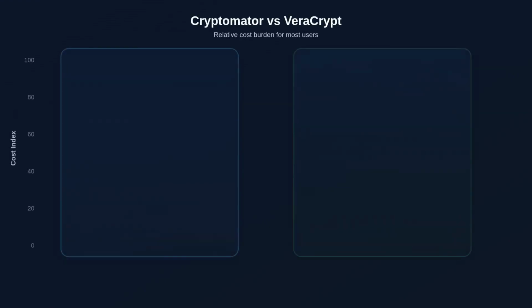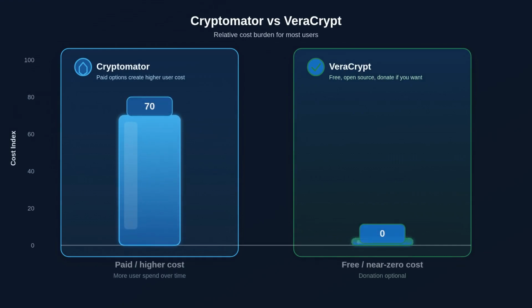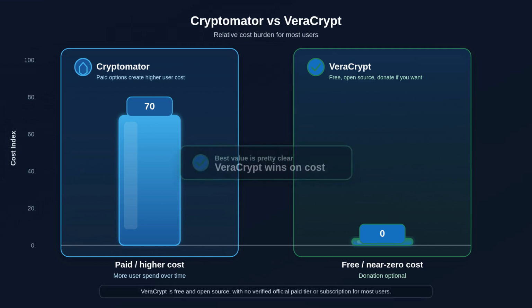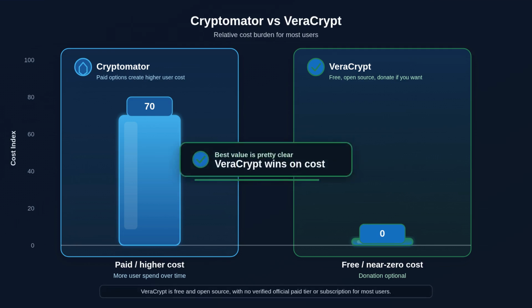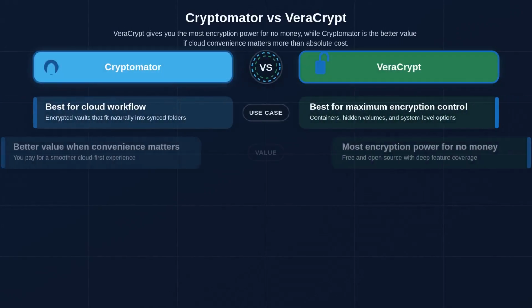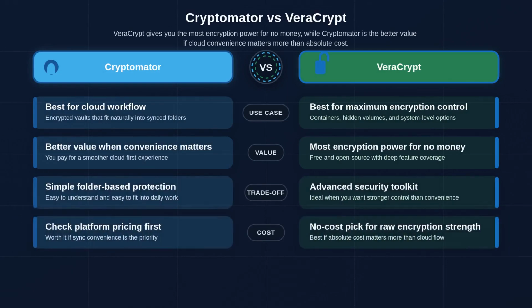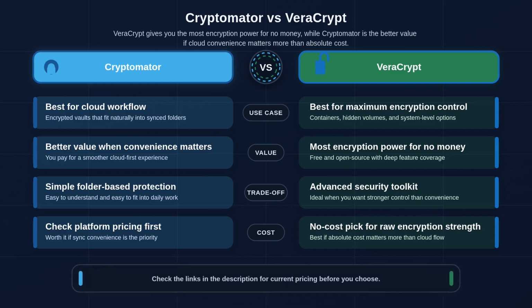VeraCrypt is free and open source, with no official paid tier or subscription that I could verify. So for most users, it is basically a zero cost tool, unless you want to donate. Best value is pretty clear. VeraCrypt gives you the most encryption power for no money, while Cryptomator is the better value if cloud convenience matters more than absolute cost. Check the links in the description for current pricing.